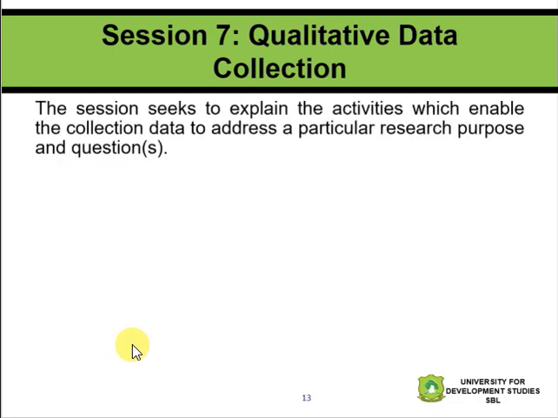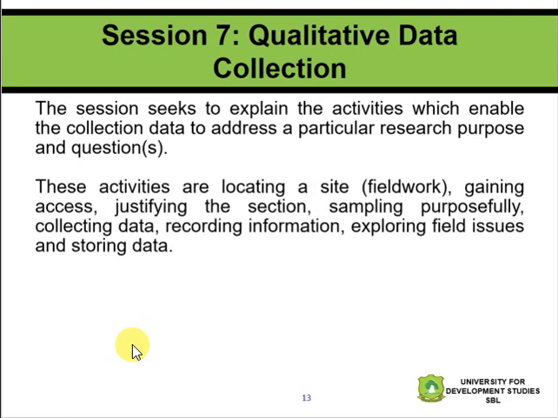So to do that, we'll go through a number of activities. Some of these activities will be like how one can gain access to a particular site for field work. So we'll look at gaining access. We'll also look at how one can justify the selection of the particular site. We'll also look at sampling issues, whether one can sample purposefully. How do we collect the data? Do we record it? Do we make notes? All of this will be dealt with. And how do we even store it?